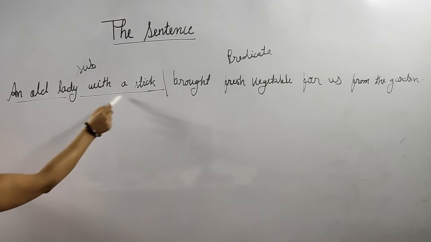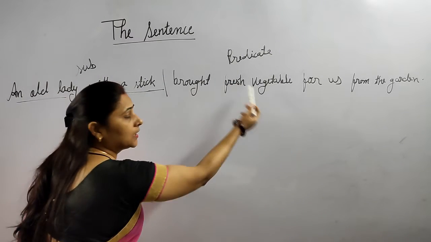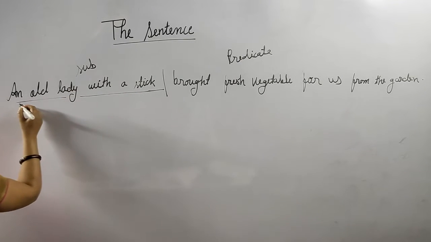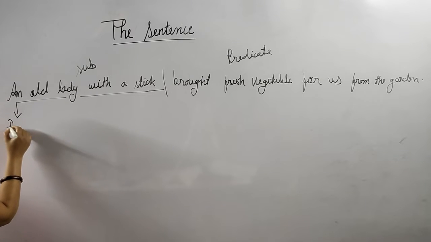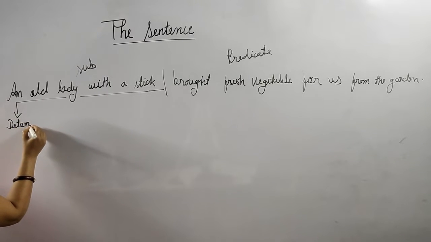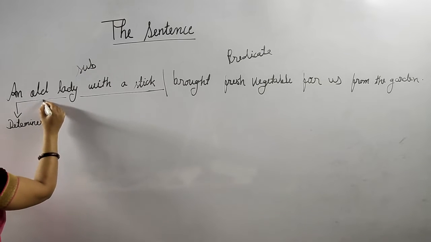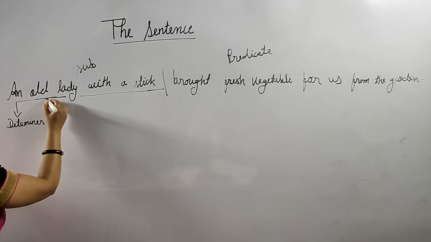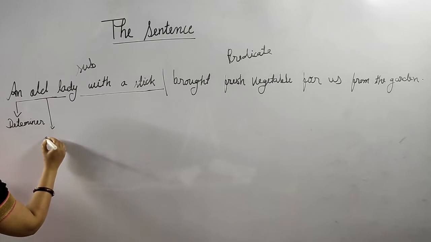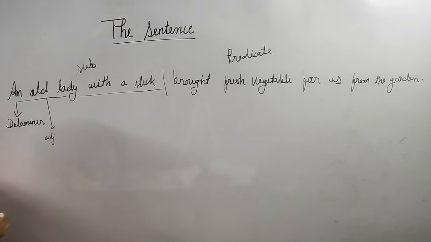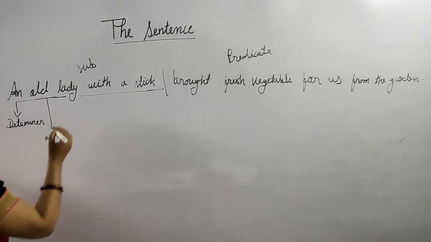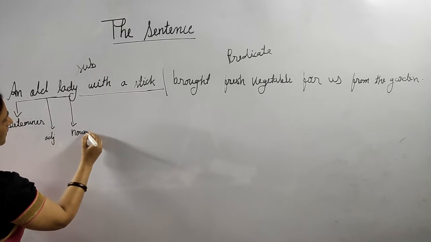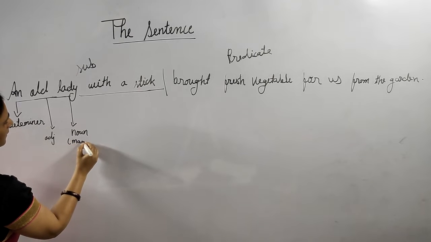Now I will tell you all the parts of the subject and all the parts of the predicate. As you know, there are four parts of the subject. Determiner, as already I have told you, and the second part is an adjective. Telling the quality of a noun is called an adjective. And the third part is the noun, and also you can say the main word.